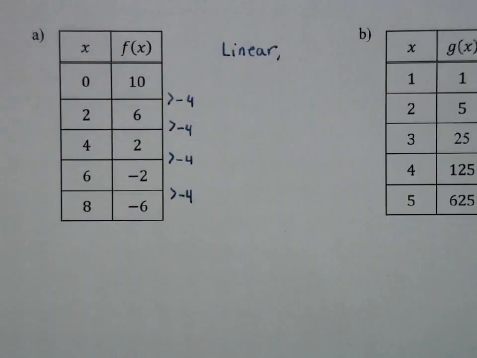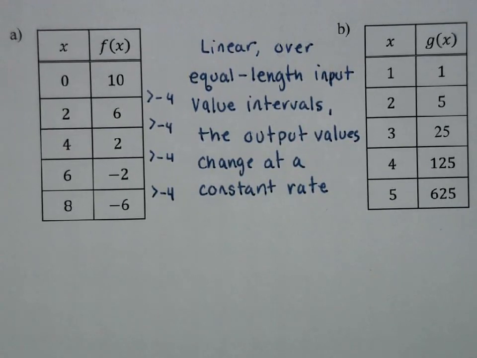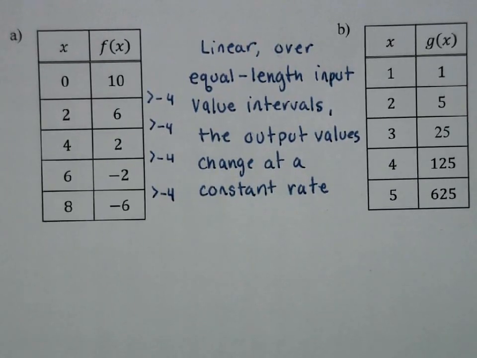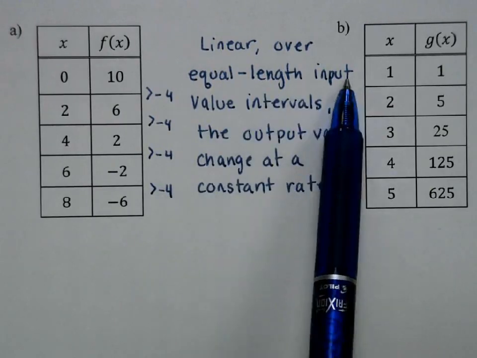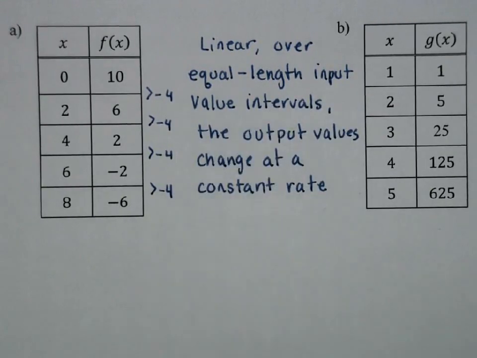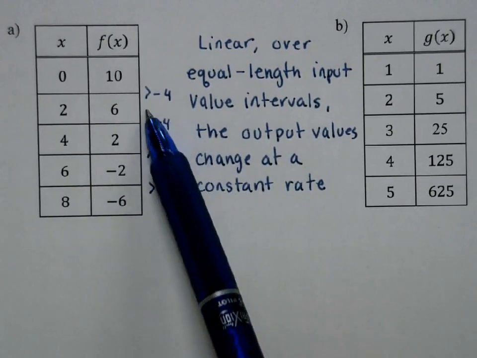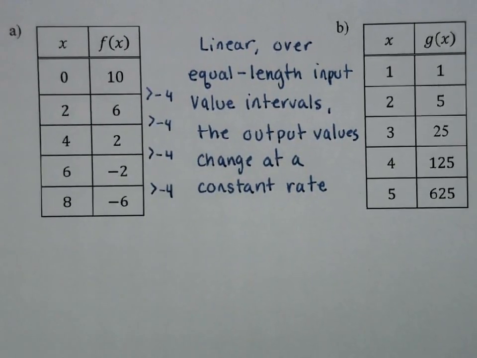For linear over equal length input value intervals, the output values change at a constant rate, or the rate of change is constant. Now with linear, you don't actually need the over equal length if you're doing the rate of change, but if we're looking at the first differences, then we do need that equal length input value interval.